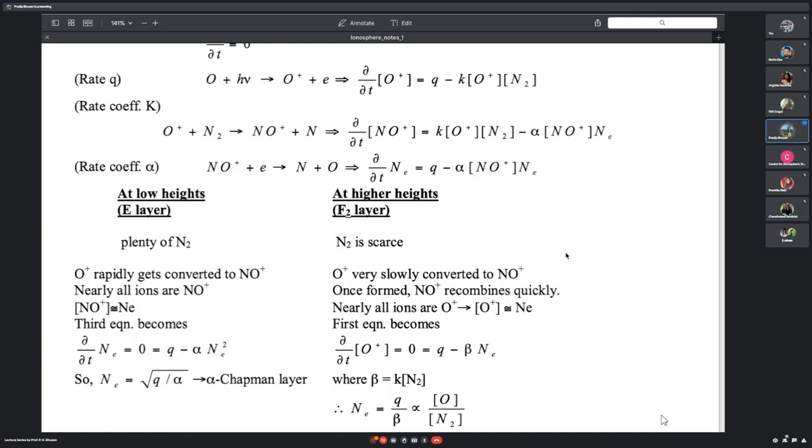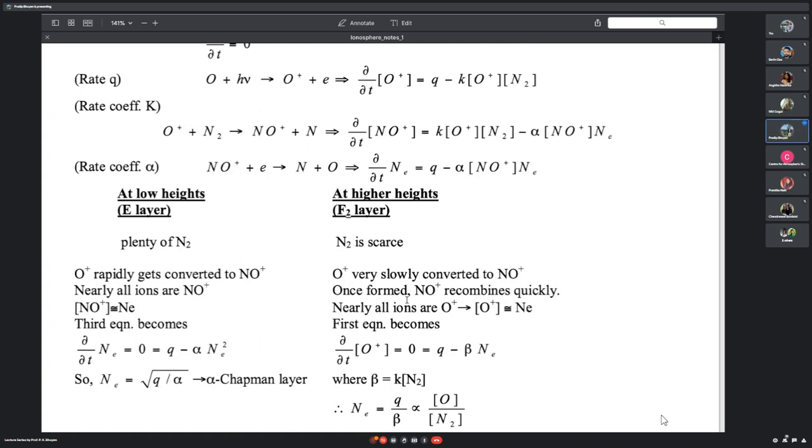NO plus, once formed, recombines quickly, like this equation, converting to N and O and e. Very quickly it will happen, because a lot of electrons will always be present, and therefore your whole ionosphere will be full of only O plus ions in the F2 region.